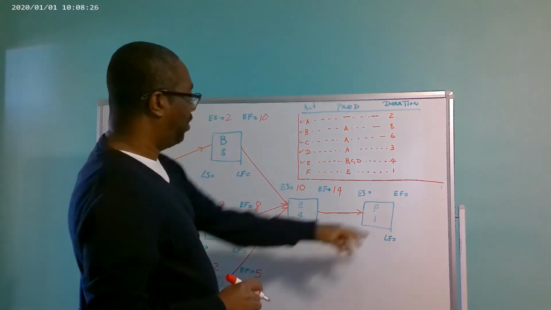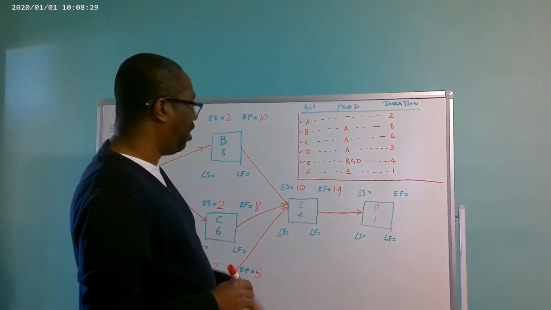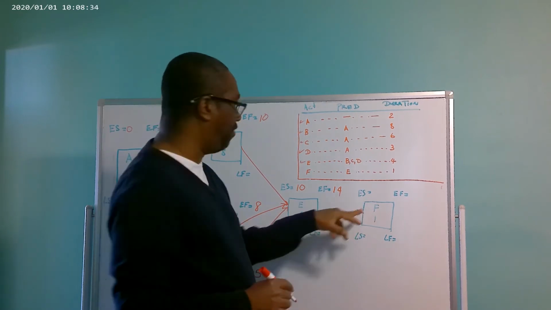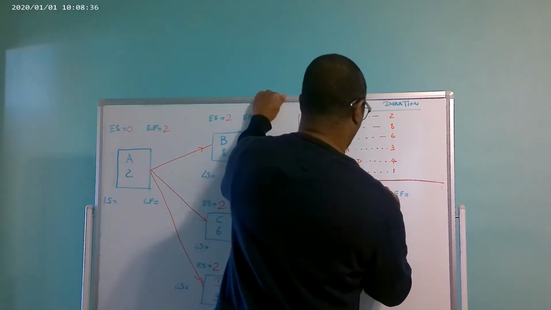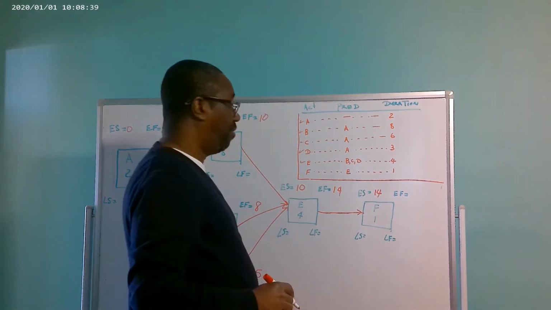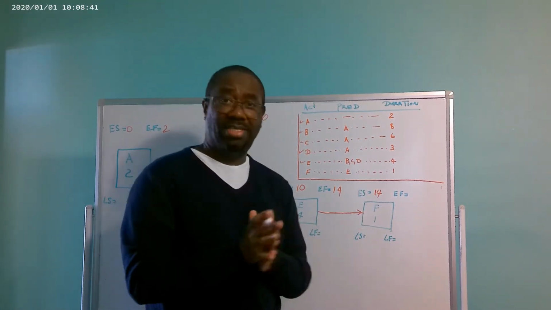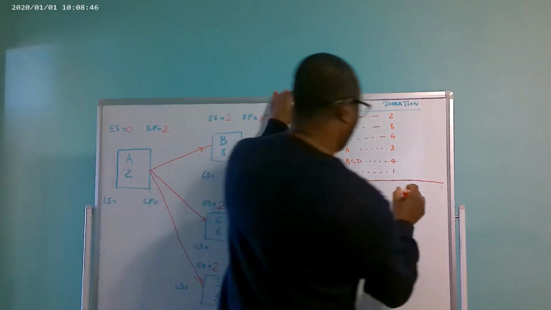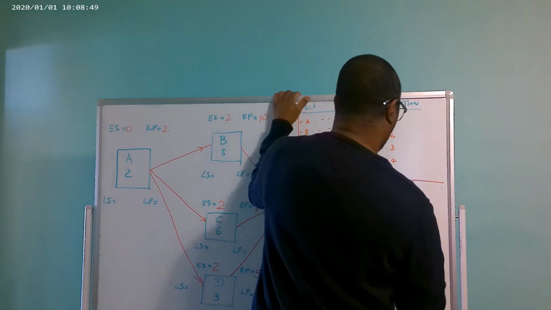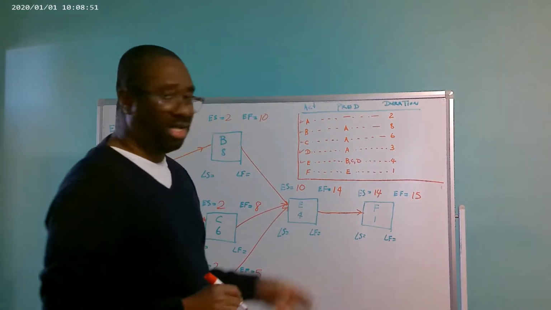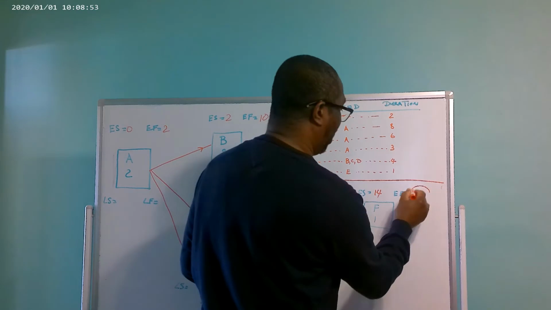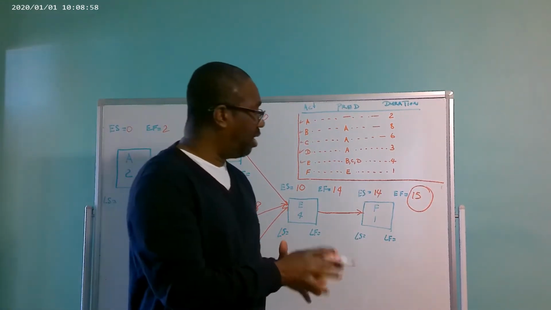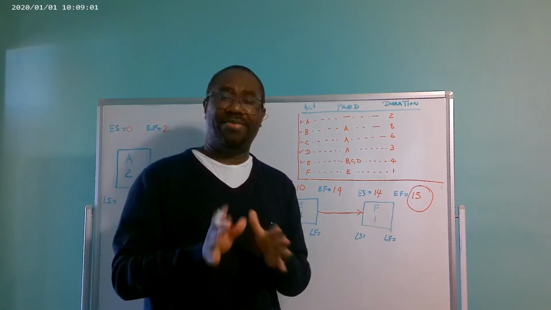Activity E now has a duration of 4 days, so it's going to be 10 plus 4, which is 14. Right? And activity F comes out of activity E, so the early finish for activity E is going to be the early start for activity F. So we bring our 14 right here. F has a duration of 1 day, so we're going to have 14 plus 1, which is 15 for the early finish for activity F. So right there we have just calculated the duration of this project. This project has a duration of 15 days.